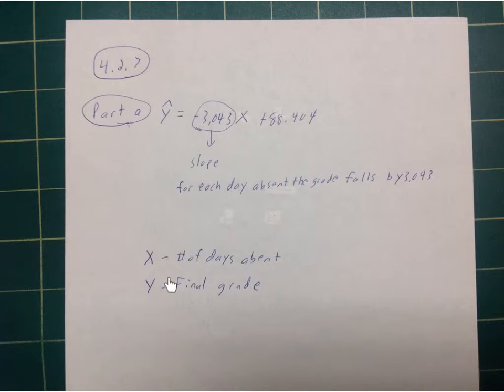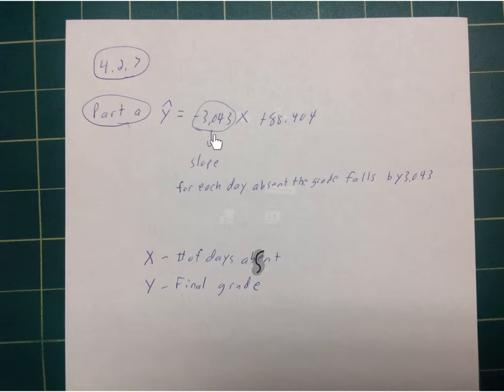In the equation, you're given a bunch of values. X is the number of days absent. Oops, missed an S there. Absent. It's supposed to be an S in there. Number of days absent in a class, and then Y is the final grade in that class. So a person misses 0 days or 1 day or 2 days, etc.